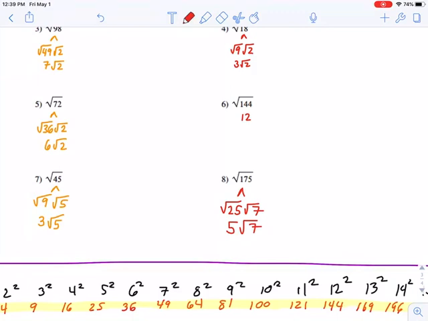All right, so again, the punchline is to find the largest square factor first. Once you develop that skill, these really become 2-step problems and stuff I think you guys can have a lot of success with.